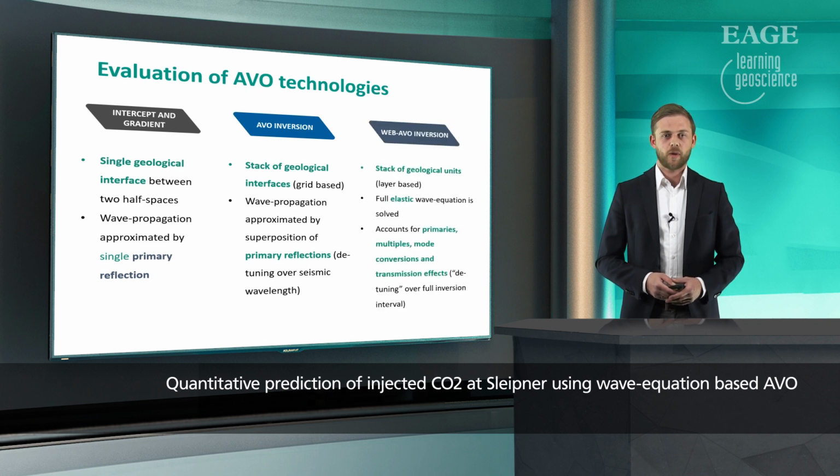What I present today is WEB AVO inversion, and that's another step in the evolution of AVO technologies. And we're still dealing with a stack of geological interfaces or units, but now we solve the full elastic wave equation. And that means that not only every interface can create a primary, but you properly account for multiple mode conversions and transmission effects. And in fact, you do that by letting every point in the subsurface communicate with every other point in the subsurface. And if you look at it like this, then I think it's fair to say that WEB AVO is a natural extension of the historic development of AVO technologies.